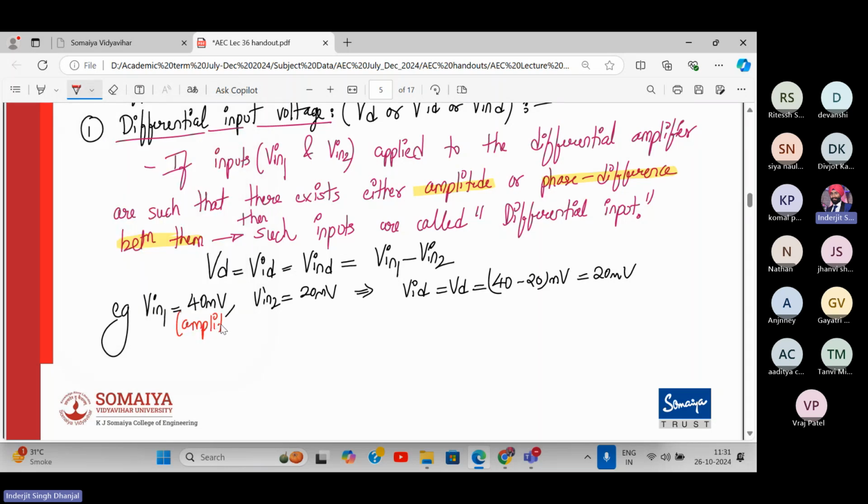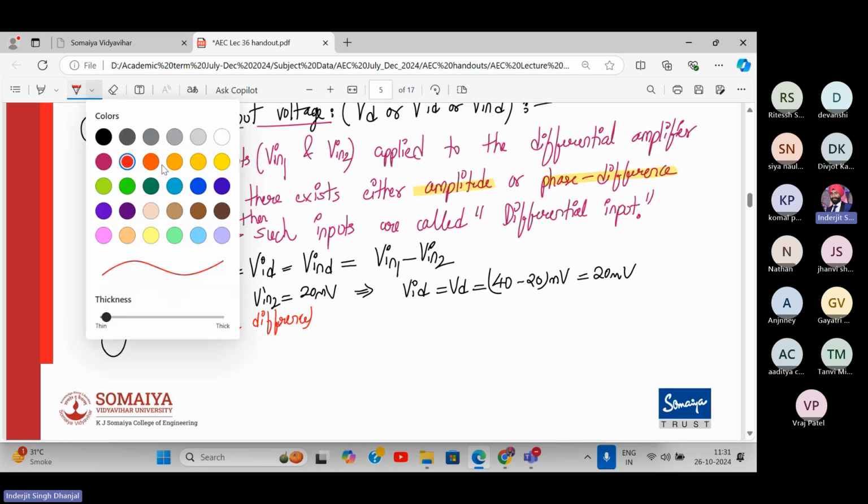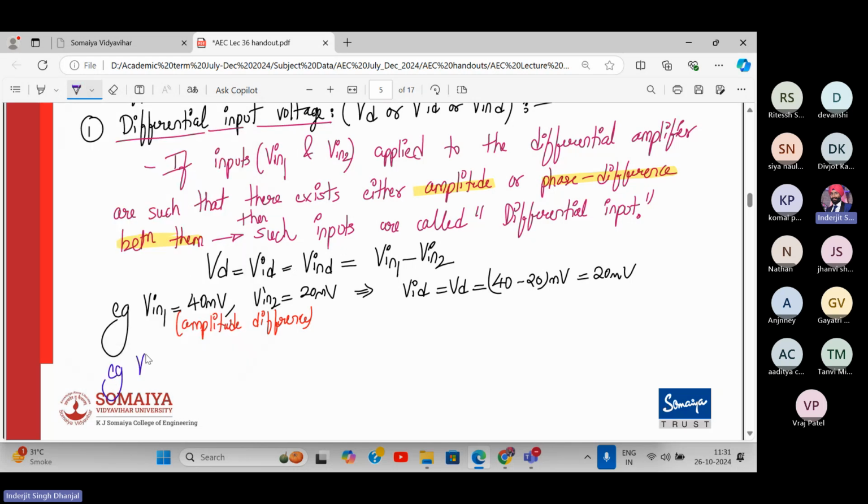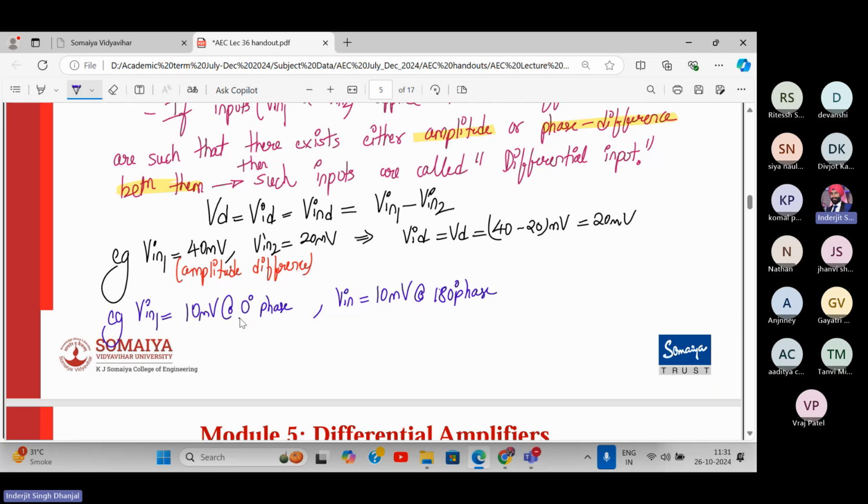Yes or no? Amplitude wise, V in 1 and V in 2 differ from each other. Now let's take the second example. Let's say V in 1 is 10 millivolt at 0-degree phase difference, and V in 2 is the same magnitude, 10 millivolt, but it has a phase difference of 180 degree. So one signal has the same amplitude with a phase of 0 degree. Let me draw it. It will be like this. And the other signal will have the same amplitude, but a phase shift of 180 degree.